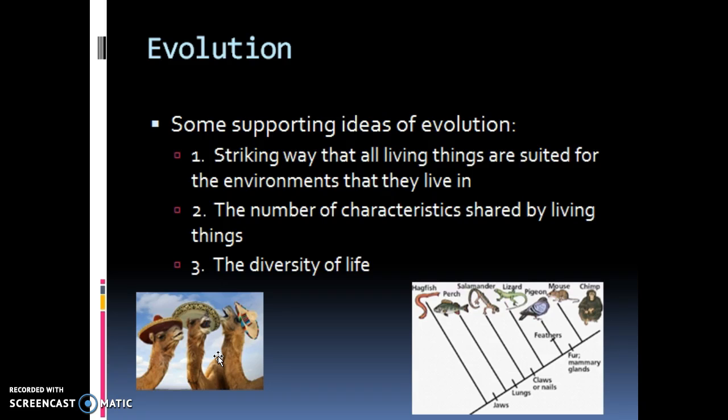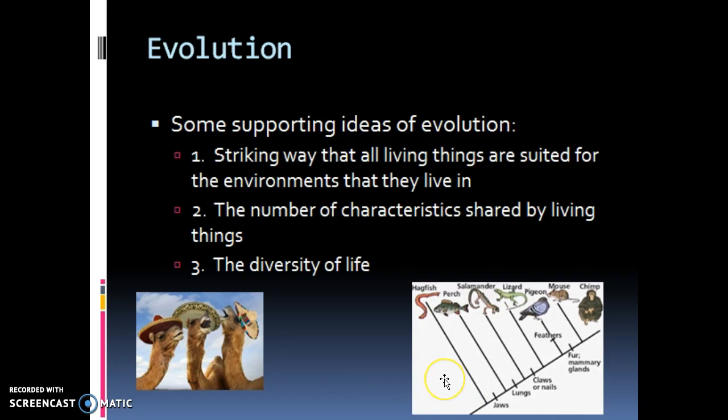The second thing, the number of characteristics shared by living things. There's a large overlap of similarities between all living things, and one of the more recent ones is our understanding of DNA, and all living things have DNA. All living things have the same four nucleotides in DNA, the A, the T, the C, and the G. Living things even will share the same genes or the same sequences of those nucleotides. Not necessarily every same gene, but they'll have some of the same genes as other living things.